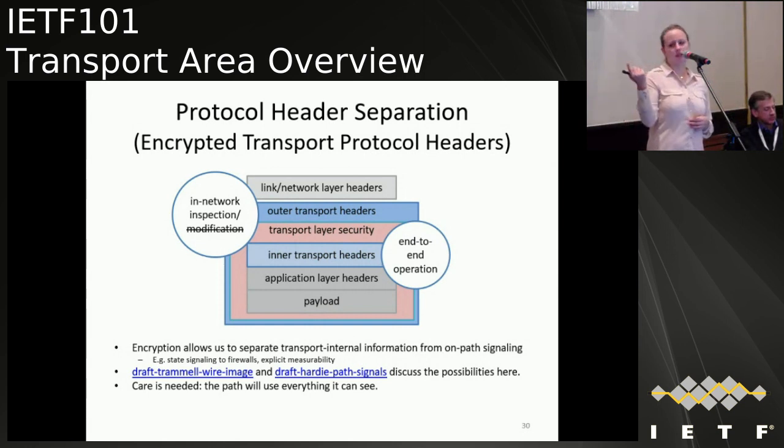These are two individual drafts currently, but they are discussed in the IAB, the Internet Architecture Board, to give guidance on this discussion. One is called the wire image, explaining what this term actually means, what is covered by the wire image. And the other is talking about explicit path signals, so taking a look at when we develop a protocol, what should be provided to the path and what is useful for the path to provide.